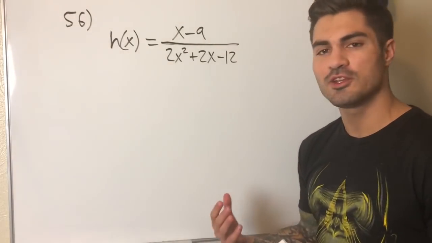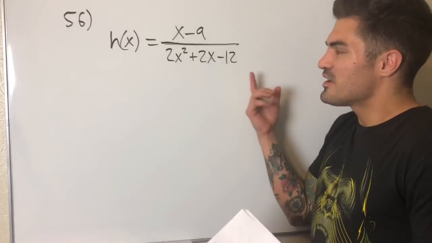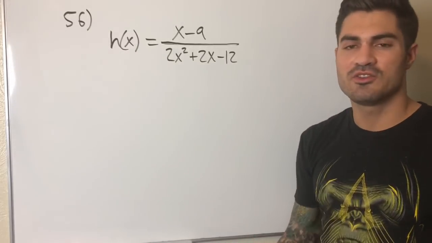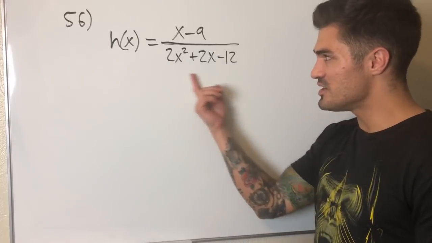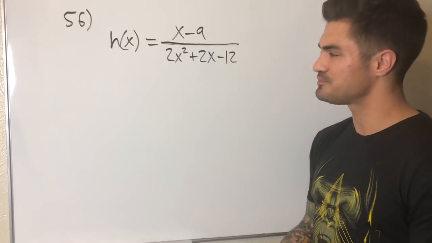All right, for number 56, we have determine the vertical asymptotes of the graph of the function. So when we're looking at vertical asymptotes, we're looking at what values for x can I plug in to make this denominator 0, right? Because if this denominator becomes 0, we have something that's undefined, so it can't be graphed.